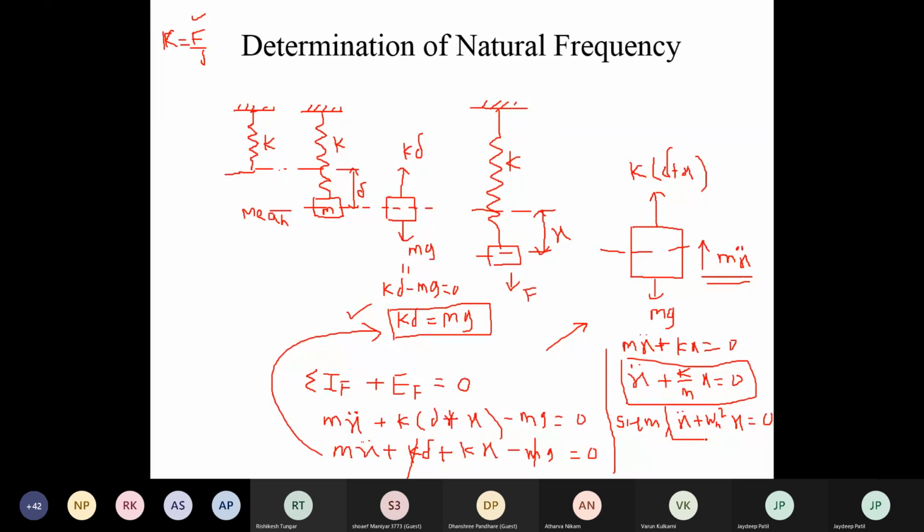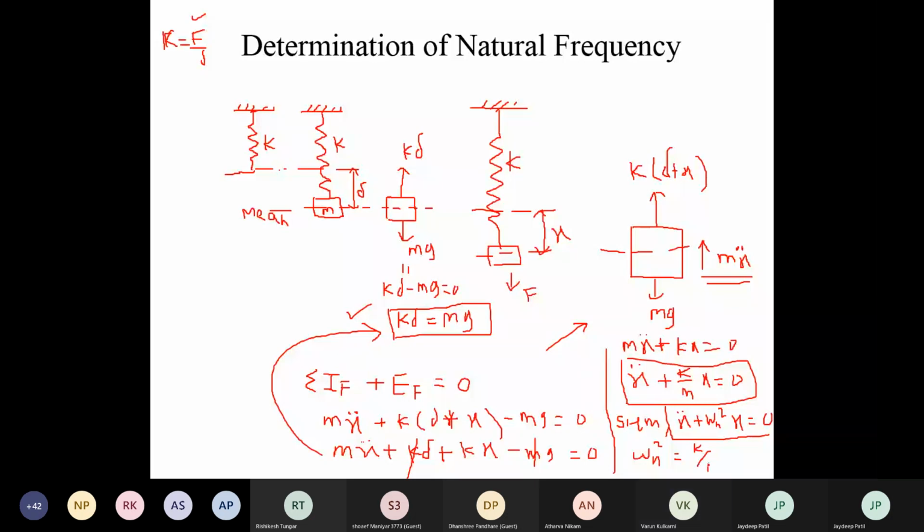If you compare these two equations, you will get here omega n square is equal to. Omega n is the circular natural frequency of that vibrating body. Omega n square is equal to what? You will get here k by m. Am I right? Got it, all of you?